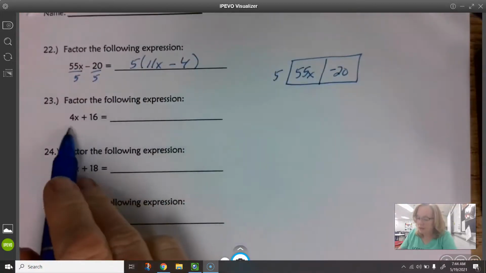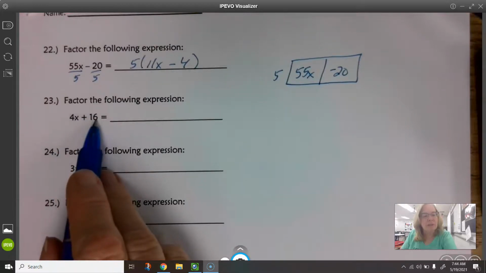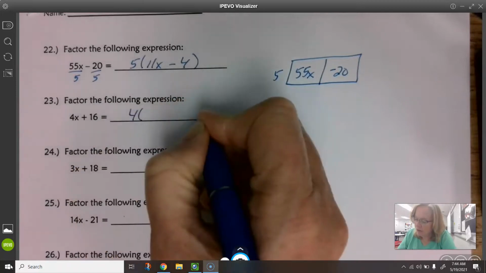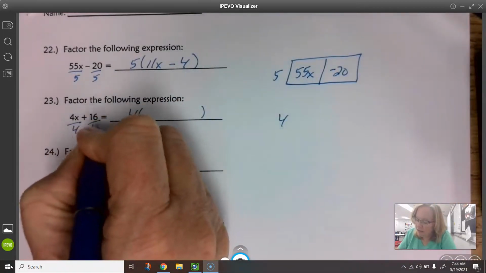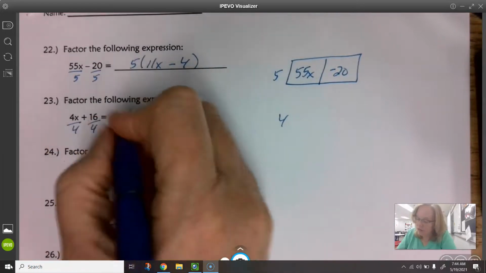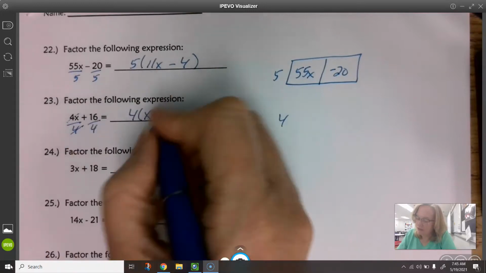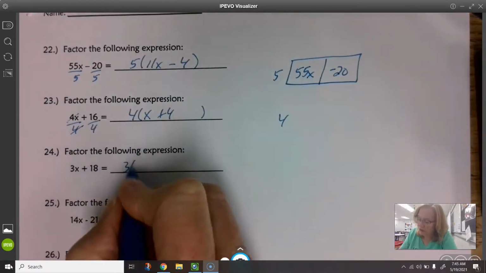Good. Look at 4x and 16. Always look to see if the smaller one goes into the bigger one. Can I take 16 divided by 4? Sure can. So 4 is going to go up here. You can do box method, or you can just divide. You're going to divide either way. 4x divided by 4 is x. 16 divided by 4 is 4. Greatest common factor. Yep, the small one goes in.